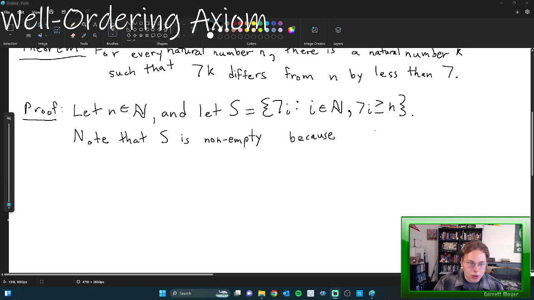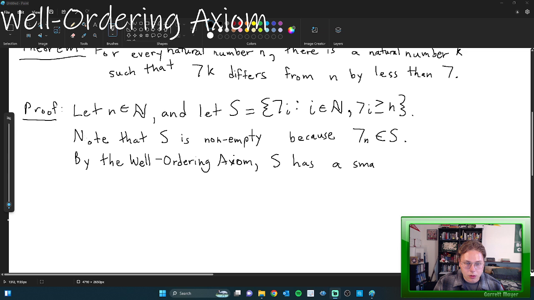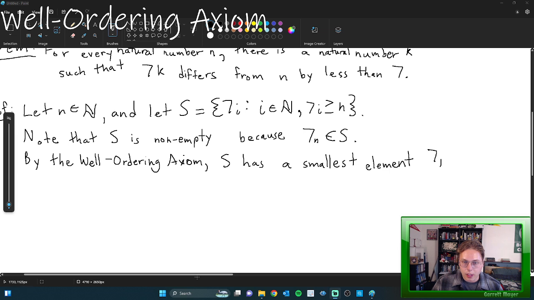Because when i equals n, 7n is greater than or equal to n. 7n is a member of this set because n is a natural and 7n is greater than or equal to n. So by the well-ordering axiom, S has a smallest element. And then we can say this element is 7j, where j is a natural number.